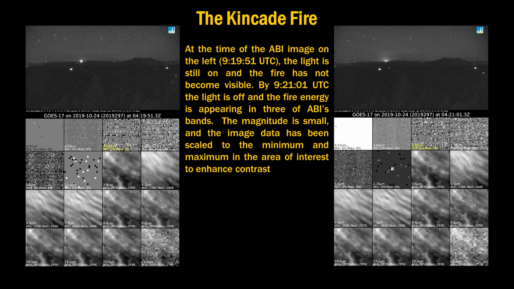You can see that the energy change is very small in the 3.9 micron band as well as the 2.25, where it shows up more obviously because it's nighttime. This does show the fire was rather intense at that time. As before, these panels were enhanced to show contrast.